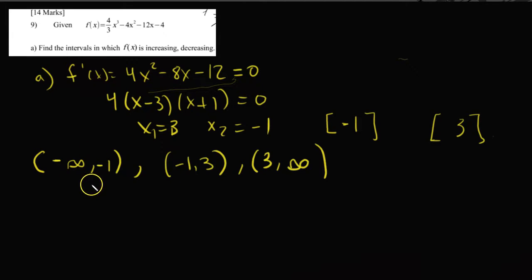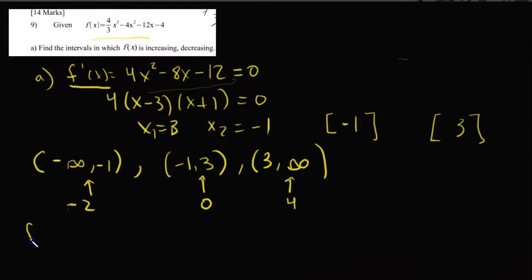So what you're going to do is pick a point in each of these ranges. You take that value that you chose and plug it into the derivative formula. If that value is positive or negative, it'll tell you whether the function is increasing or decreasing in that range. For example, let's pick -2 for this one, because that's in between. Let's pick 0 for this one, and let's just say 4 for this one.